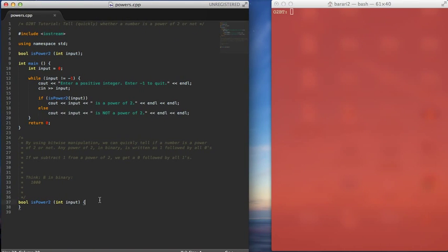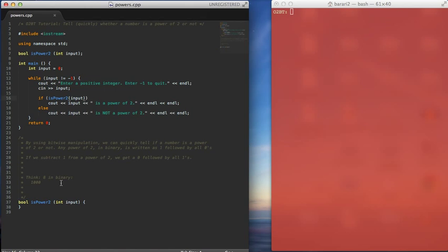So here we have the framework for a program. It's going to prompt the user for a positive integer, enter -1 to quit, and all it's going to do is call this isPower2 function and tell you if that integer is a power of 2 or is not a power of 2. And to do that, we need to know some binary.